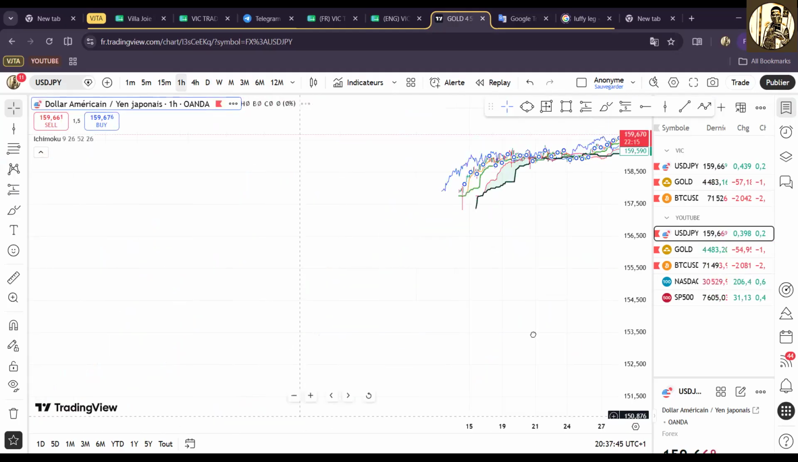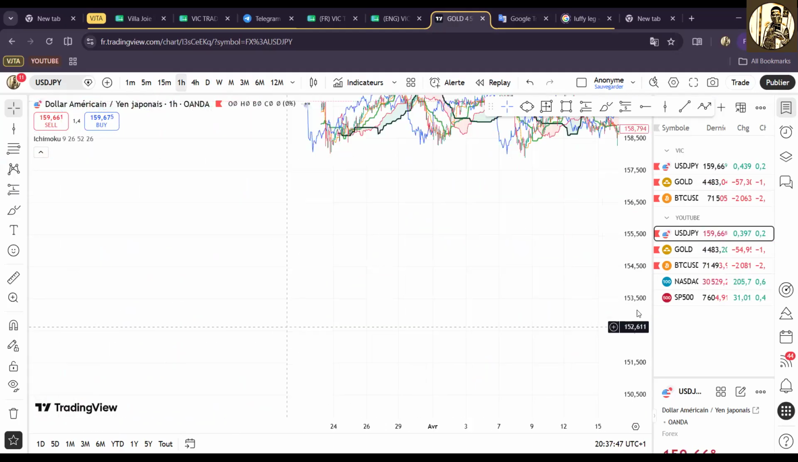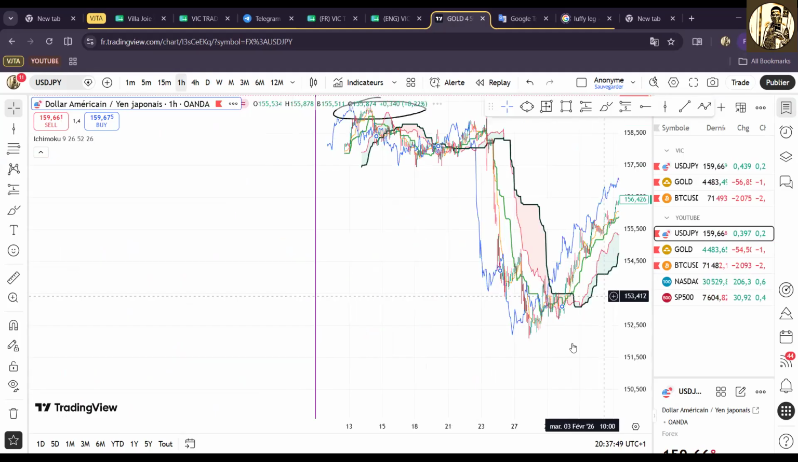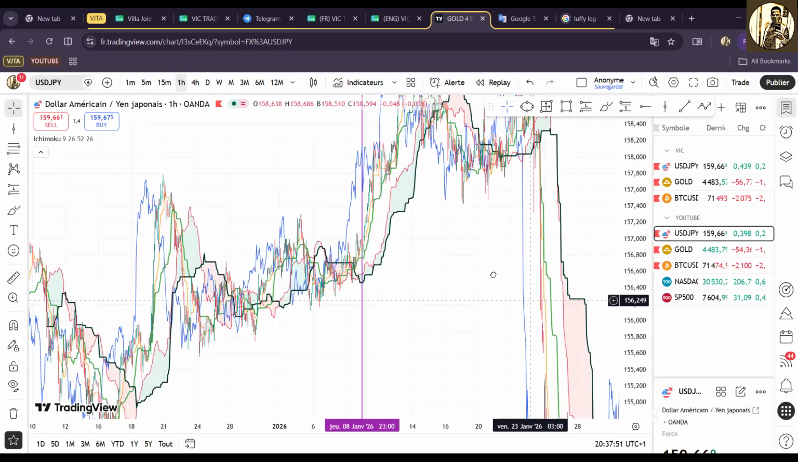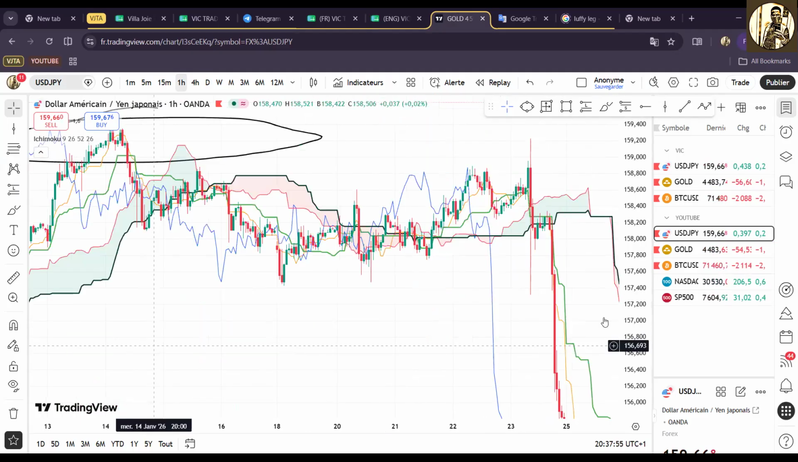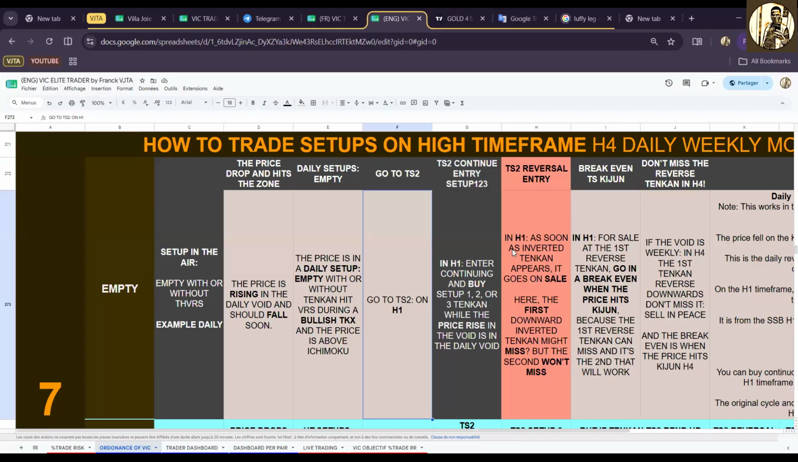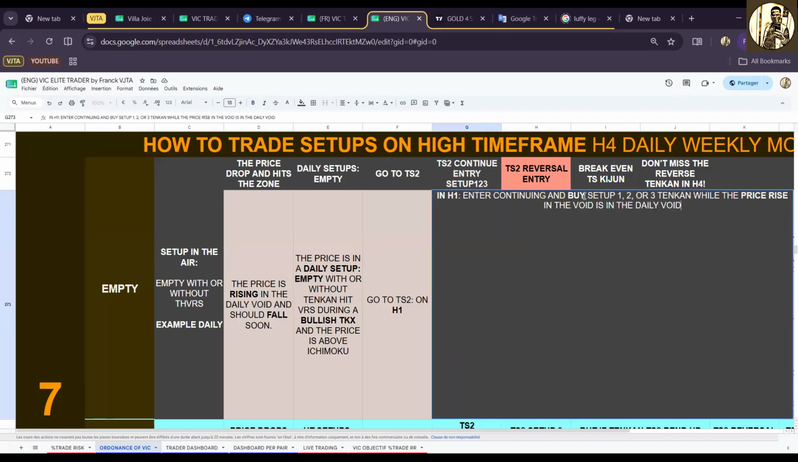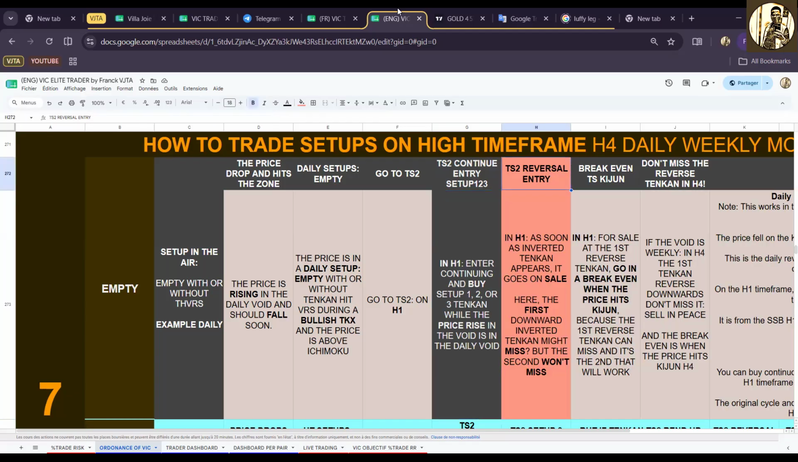I hope it is not too far away, so we can still have candles on. Okay. So you go on H1, right? What you're going to do is keep buying the price inside the empty setup. If you keep continuing buying the price to the upside, right? If you see Tenkan setup 1, 2, 3 on H1 inside the void.